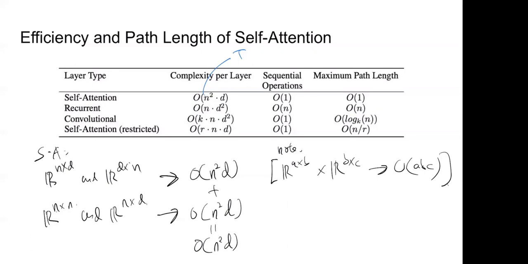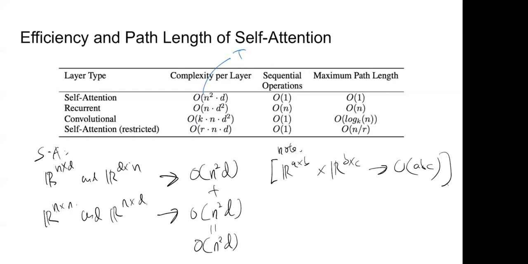And convolutional turns out to be k times n times d squared, similar to recurrent, but they have a k because of the kernel size. And self-attention with restricted length has r and d, because in that case you're attending on only a restricted span from the current time step. So you're multiplying by r instead of n when you're computing self-attention.